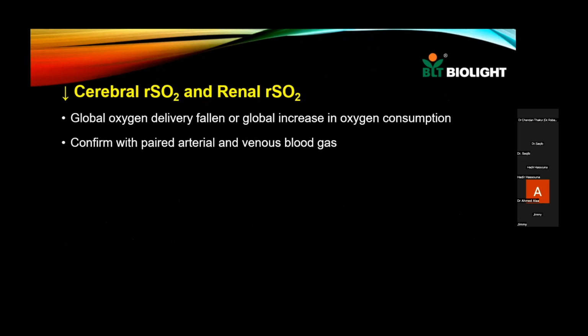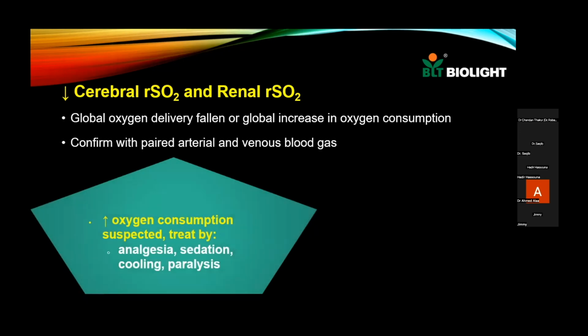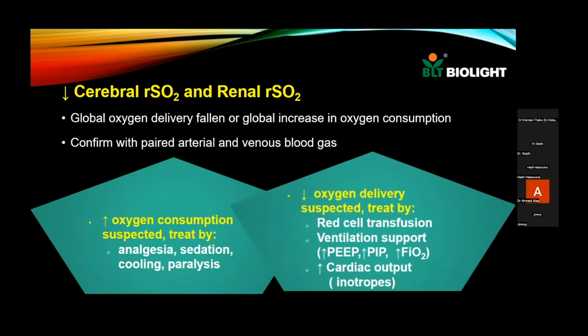If cerebral regional saturation and renal regional saturation are both decreased, this means there's a global fall in oxygen delivery or a global increase in oxygen consumption. As we said, either there is a problem in the oxygen delivery or there is an increase in the oxygen demand or consumption. So confirming with paired arterial and venous blood gases is very important. If there is increased consumption, we treat this with analgesia, sedation, cooling, and paralysis to decrease the oxygen consumption. Or if there's a problem of decreased oxygen delivery, I will give blood transfusion, improve ventilation support, and give cardiac output support with inotropes.